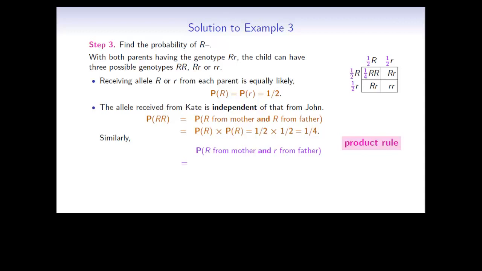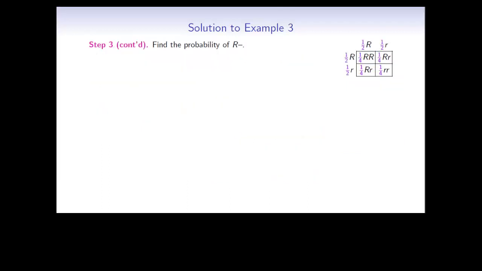Similarly, the probability of getting a big R from the mother and a small r from the father is the same as big R from the father and small r from the mother, and each of these is a half times a half, which is equal to a quarter. So we can fill all of these out in this table, and also similarly small r is also a quarter. Now that we have filled out all the probabilities in this table, we can put this together and find the probability of R dash.